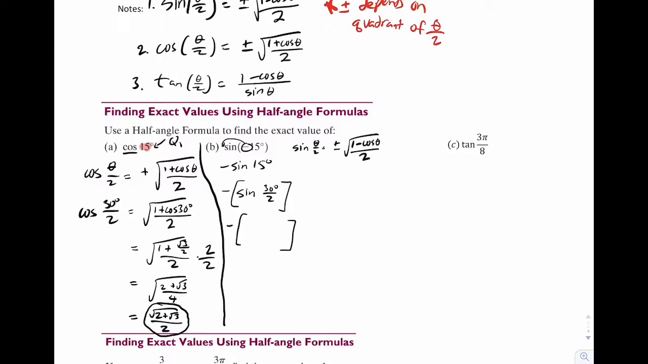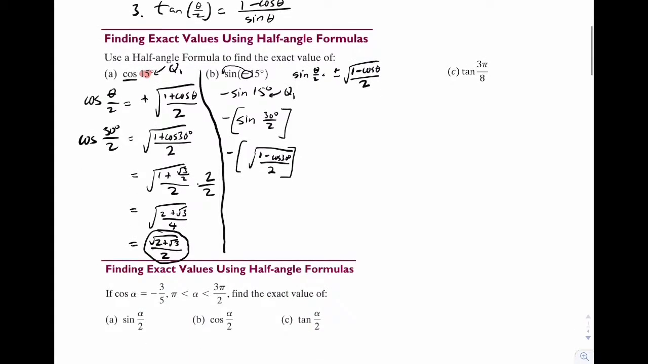15 degrees. So now we're at that point, right? Is it positive or is it negative? 15 degrees is in quadrant 1, which means the value should be positive. So we know it's a positive root. So I'll write positive root, 1 minus cosine 30 all over 2. Positive root, so no need for that anymore.